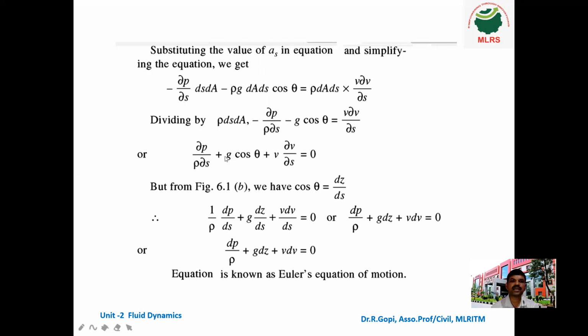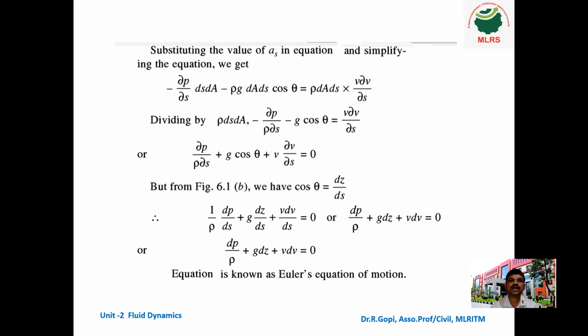Again, I am simplifying. So dou P divided by rho ds, this value I put plus, plus G into cos theta. These two terms come into cos theta. So if these two go to the right hand side, the other side of the equation equals 0. This minus value goes to this side, meaning we get a plus value. So dou P divided by rho into ds plus G into cos theta plus V into dou V divided by dou S equal to 0.